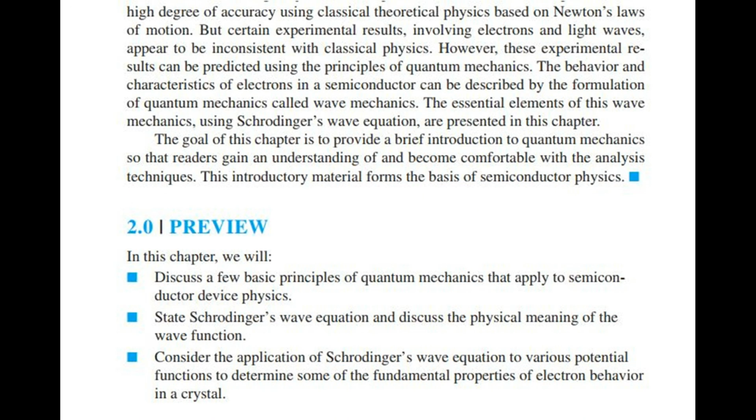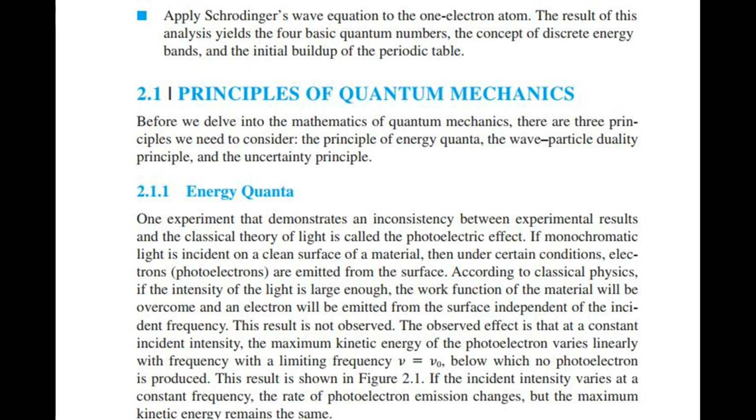In this chapter, we will discuss a few basic principles of quantum mechanics that apply to semiconductor device physics, state Schrödinger's wave equation and discuss the physical meaning of the wave function. Consider the application of Schrödinger's wave equation to various potential functions to determine some of the fundamental properties of electron behavior in a crystal. Apply Schrödinger's wave equation to the one-electron atom. The result of this analysis yields the four basic quantum numbers, the concept of discrete energy bands, and the initial buildup of the periodic table.